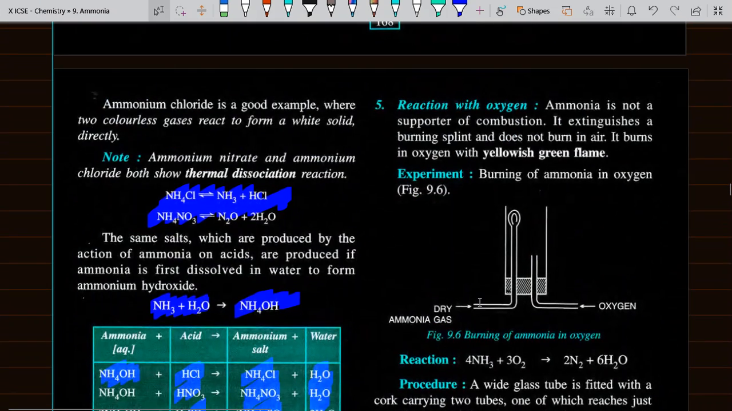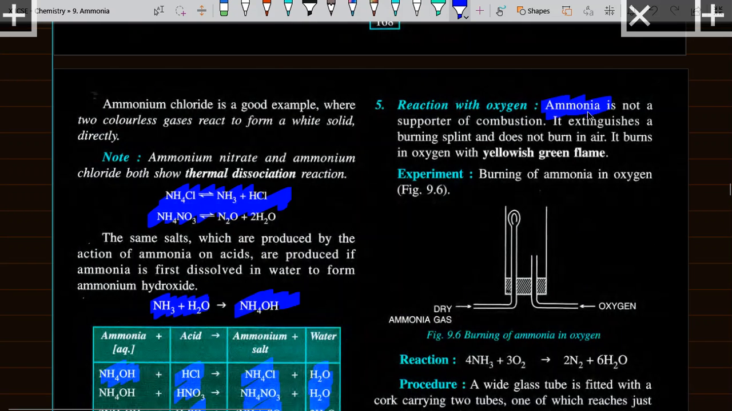Reaction with oxygen, this is important. This was not studied earlier in any other chapter. Ammonia is not a supporter of combustion. It extinguishes a burning splint and does not burn in air. It burns in oxygen with yellowish green flame. इसका flame का color याद रखना.